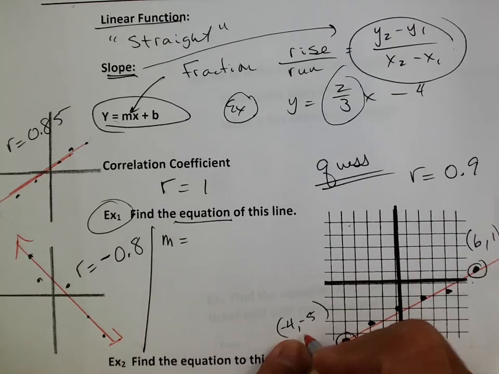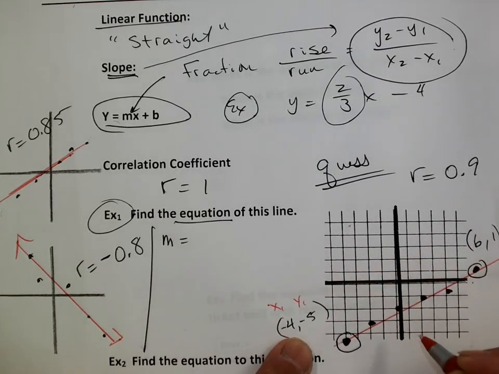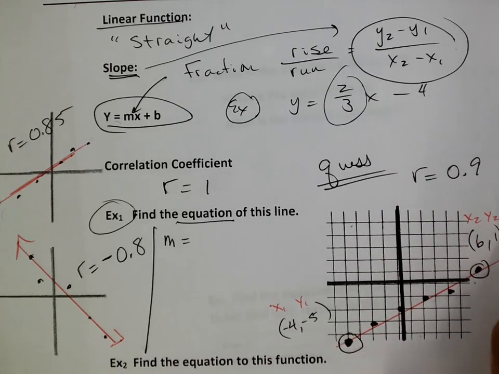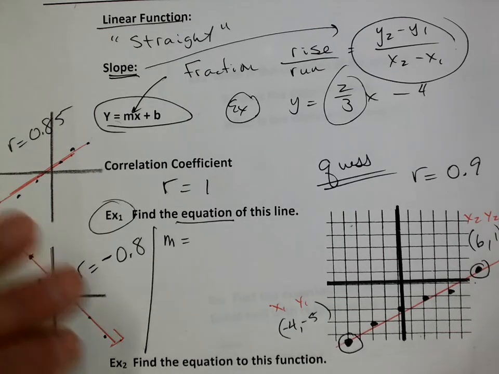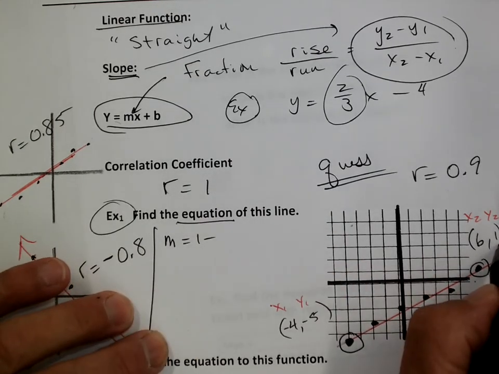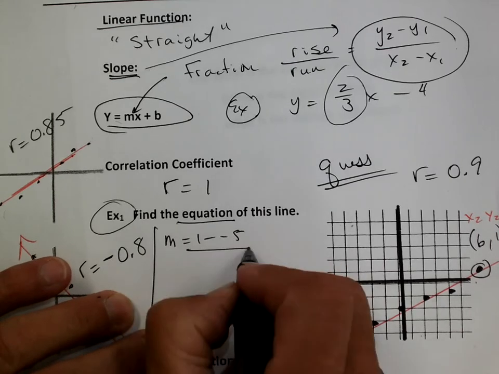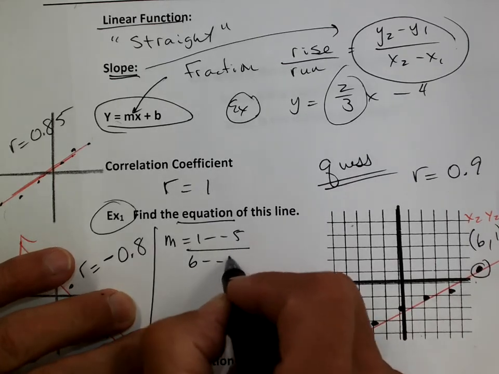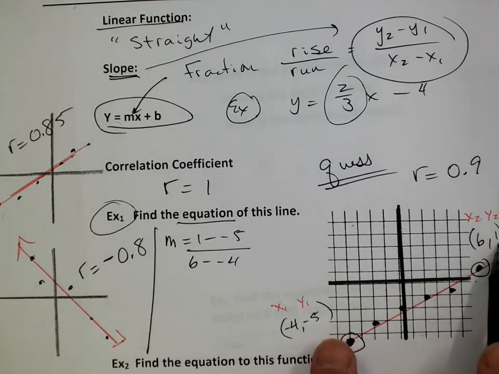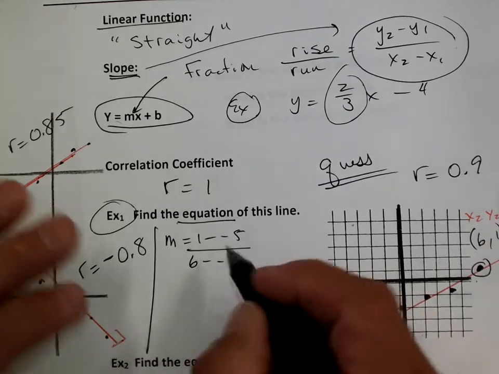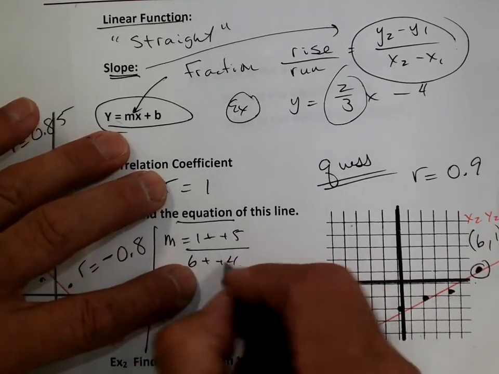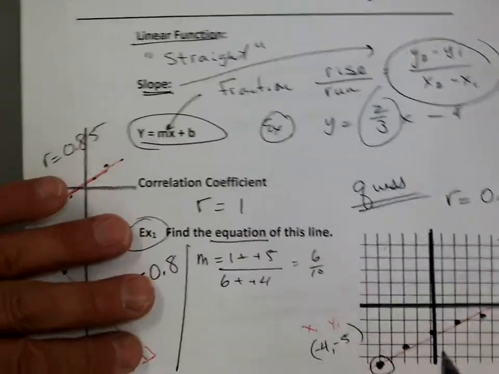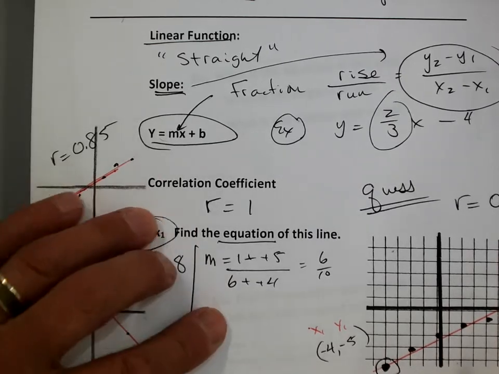This is my first point, x1, y1. This is my second point, x2, y2. So to find slope of this one, we're going to go 1, that's y2, minus negative 5, over 6 minus a negative 4. y2 minus y1, x2 minus x1. So double negatives plus plus, so I end up with 6 over 10, which is 6/10 or 0.6. So that's my slope.